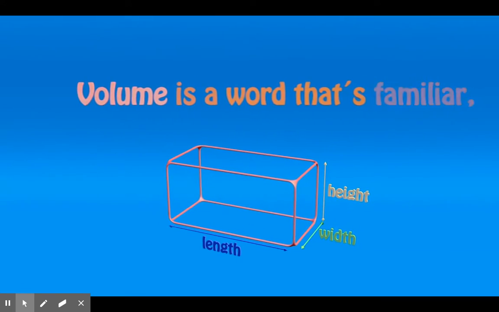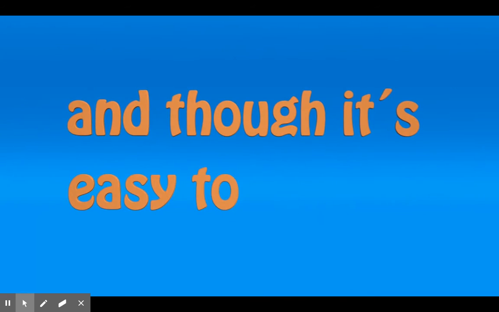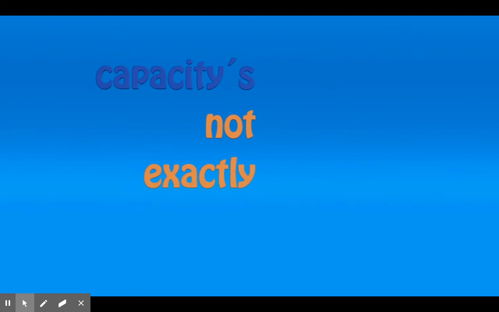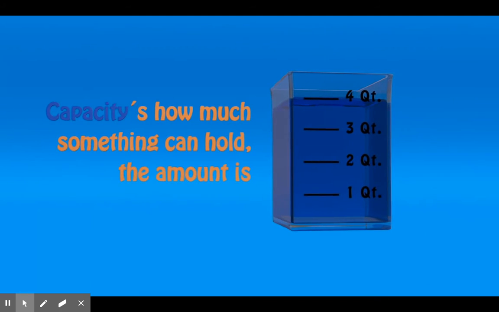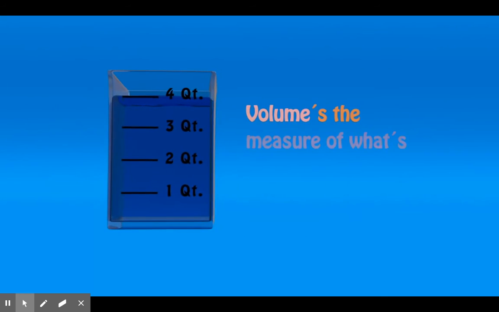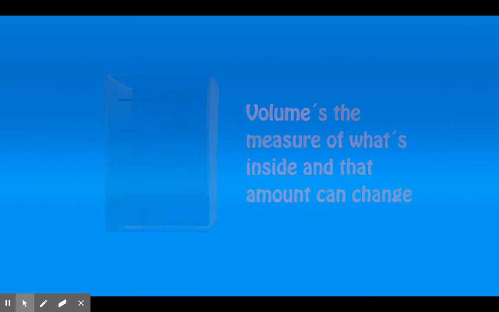Volume is a word that's familiar, and capacity and volume are similar. And though it's easy to assume, capacity is not exactly volume. Capacity is how much something can hold. The amount is always the same. Volume's the measure of what's inside, and that amount can change.